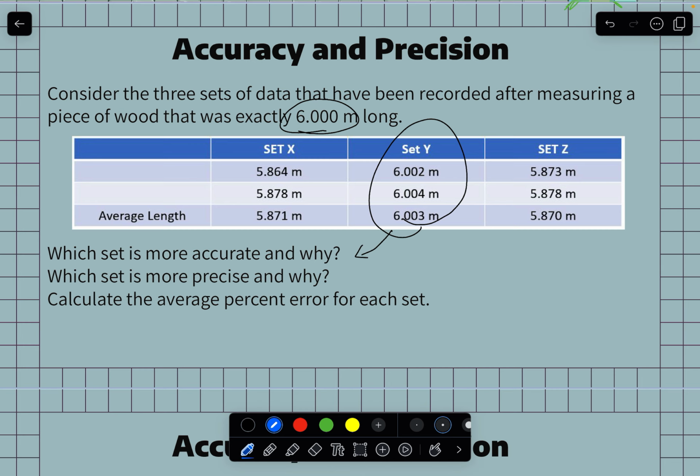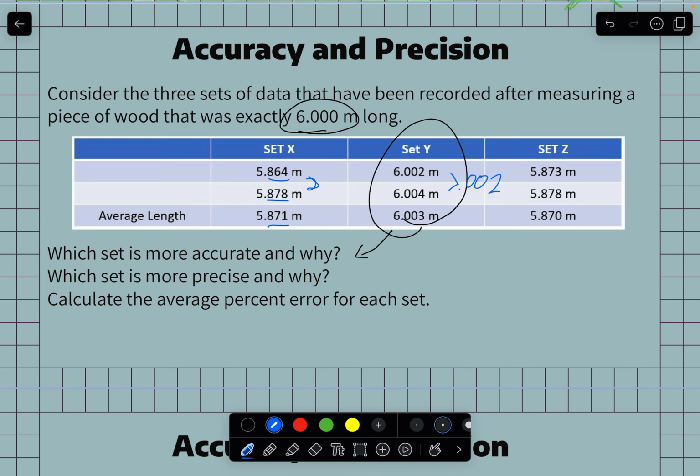Precision means that the numbers you got are all really close to each other. If we look at set X, it has 0.864, 0.878, 0.871. They're not too far off, but these two are kind of far off. Set Y is 0.002, 0.004, 0.003. Those are all really close to each other. The furthest off is 0.002.